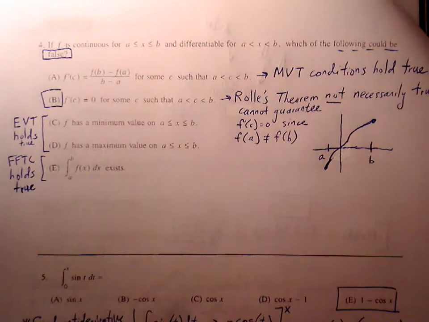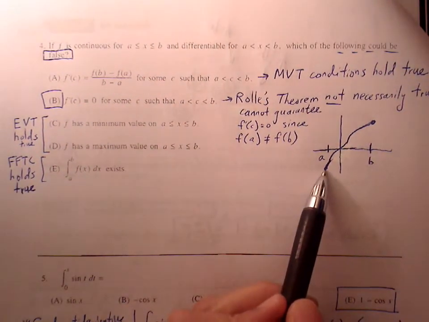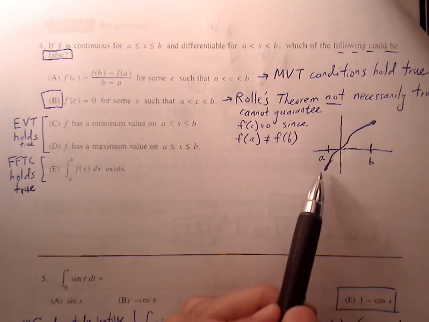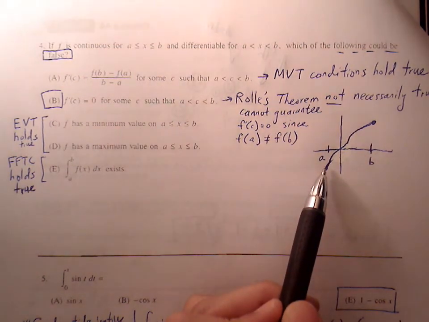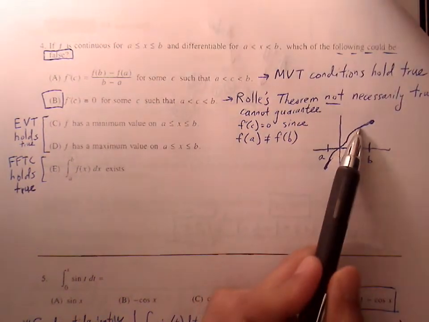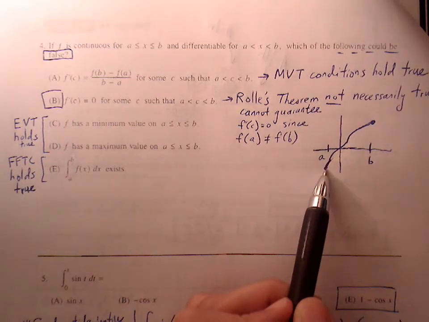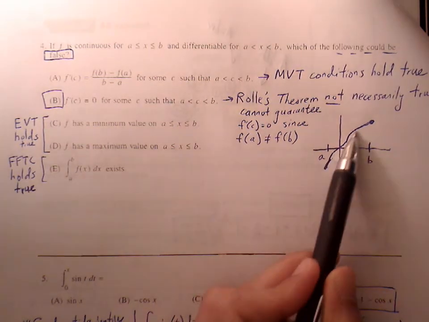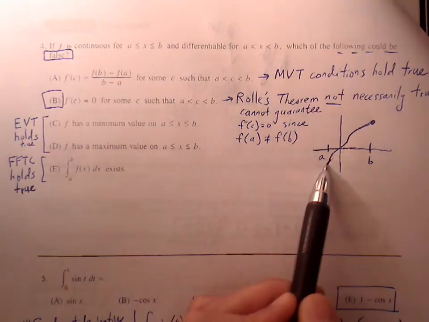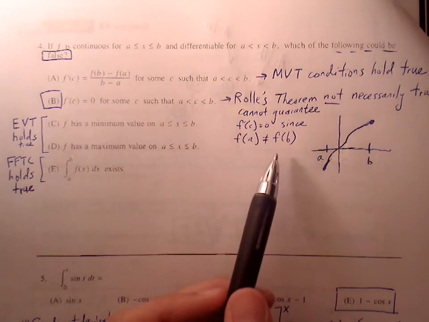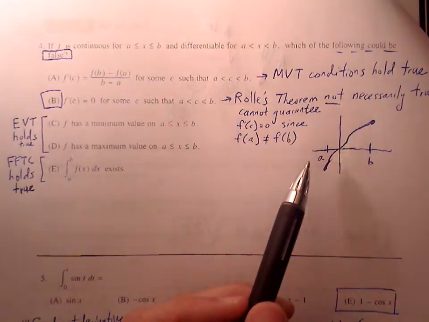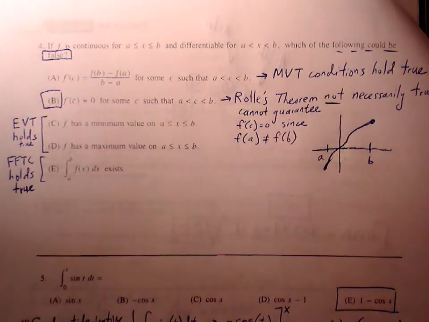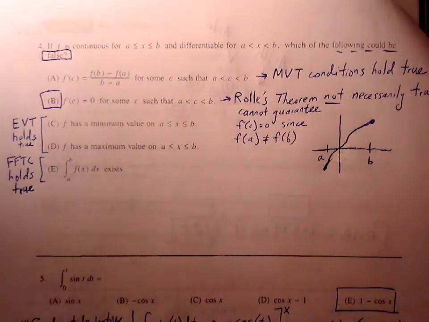Okay. So I just sketched the graph to have a visual. I created a graph where I have endpoints identified and defined between a and b, and then I just connected the graph. I made the graph continuous and differentiable. And let's see which of these could be false, which means that 4 of these always have to be true.